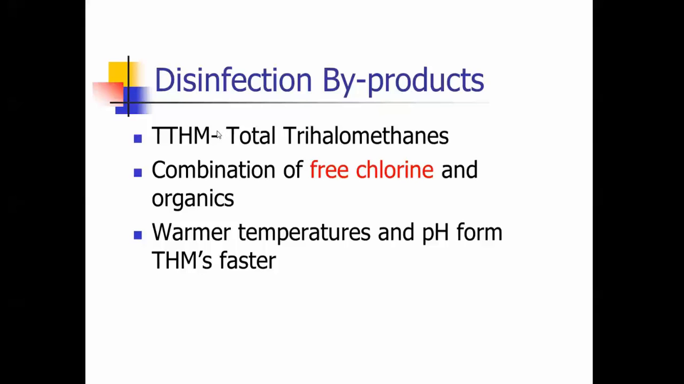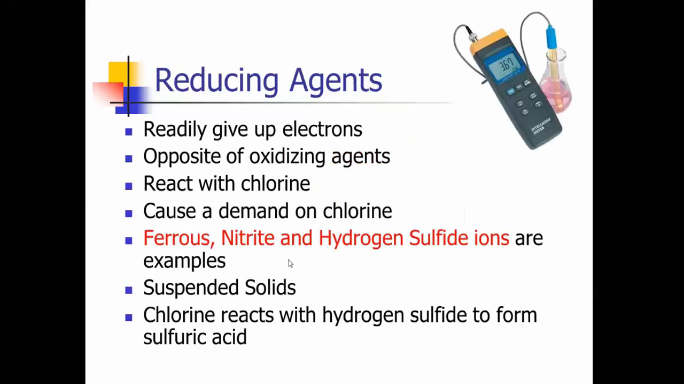Disinfection byproducts: TTHMs are total trihalomethanes. They're a combination of free chlorine and organics. The warmer temperatures and pH form the THMs faster. Reducing agents readily give up electrons. They're the opposite of the oxidizing agents. They also react with chlorine. Ferrous, nitrite, hydrogen sulfide are examples, as well as suspended solids, and again, chlorine reacts with hydrogen sulfide to form sulfuric acid.